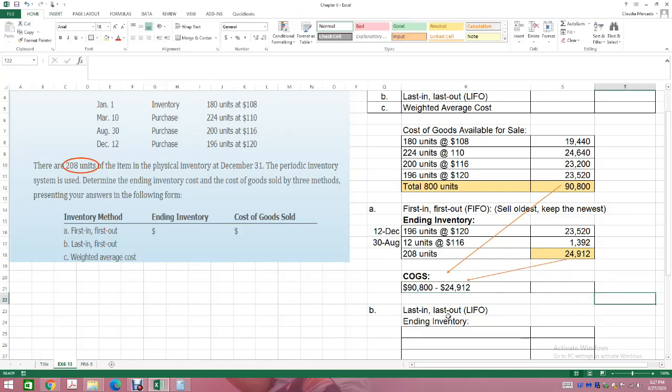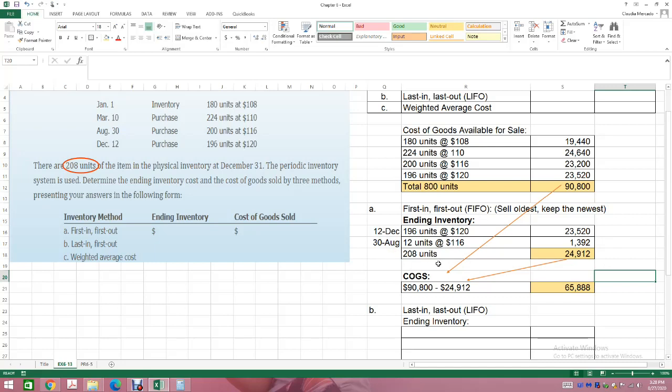So it's going to be your cost of goods available for sale total, 90,800, minus what you have left in your ending inventory as of December the 31st using the FIFO method, which is 24,912, which is what we calculated. So therefore, my cost of goods sold is going to be 90,800 minus 24,912, which is 65,888. Okay.